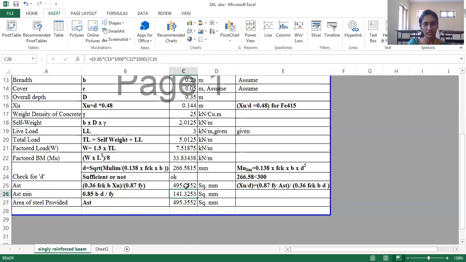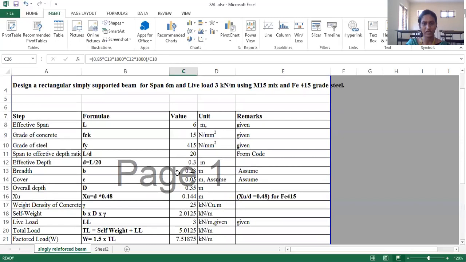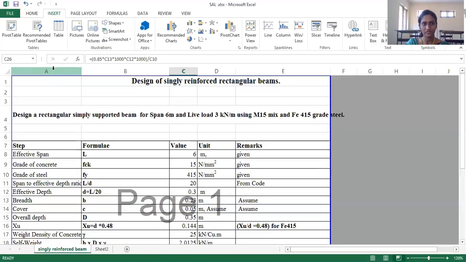We have to check whether the steel which should be provided is greater than the minimum steel. Here the steel provided is greater than the minimum steel. So the AST which should be provided is 495.352 millimeter square. Here, you don't need to write these remarks in the exam. You can concentrate only on these first 4 tabulations.